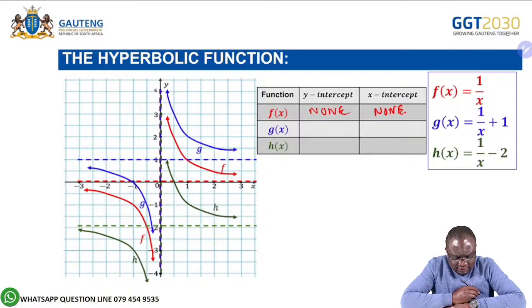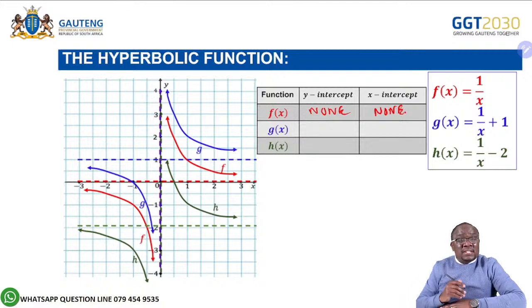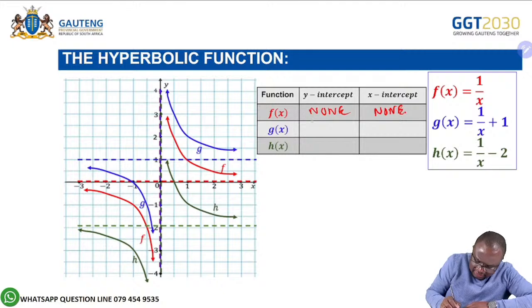Let's look at g of x, the blue graph. Does it cut the y-axis? Because the y-intercept is where the graph cuts the y-axis. Does it cut the y-axis? No, it doesn't cut the y-axis, because actually the y-axis is the asymptote. Remember, the graph does not cut the asymptote. So none.